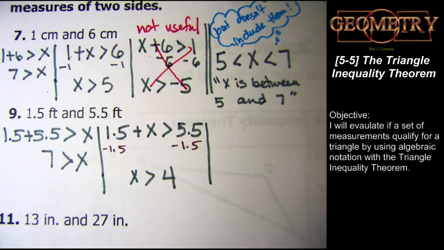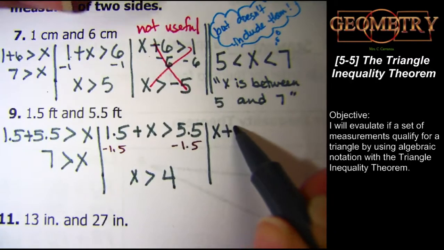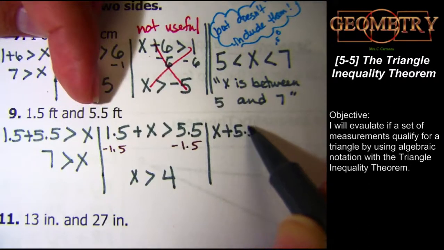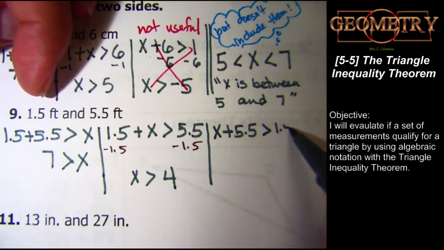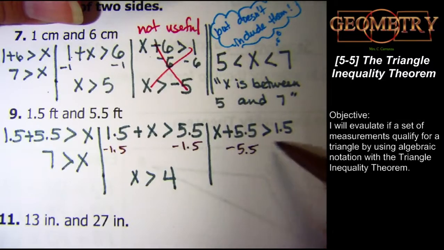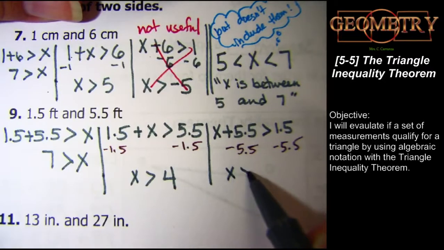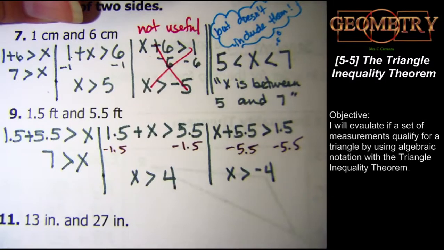I suspect the third one is going to be not helpful, just because it feels like there might be a pattern already. But let's run the numbers anyway just to see if it gives us anything helpful. So we're going to take our mystery side, add it to the second measure that we were given, and say that that's bigger than the first measure we were given. Subtract 5.5 from both sides. And x is greater than negative 4. Not helpful.